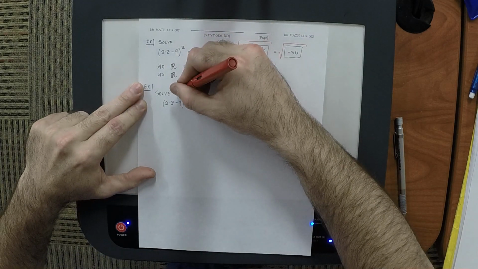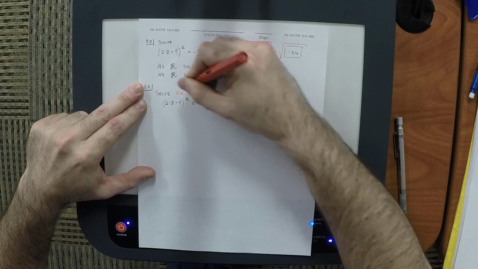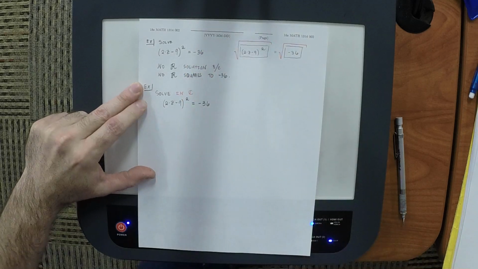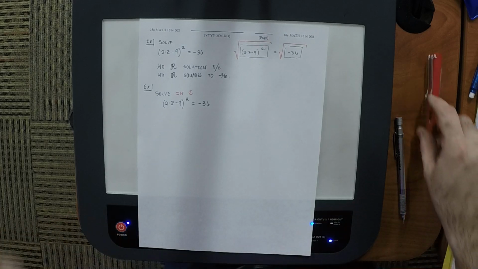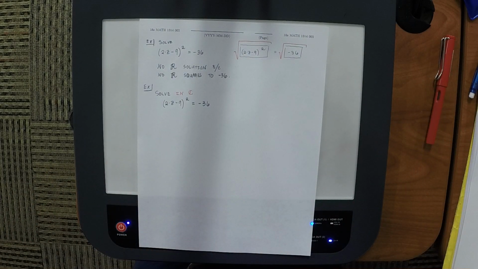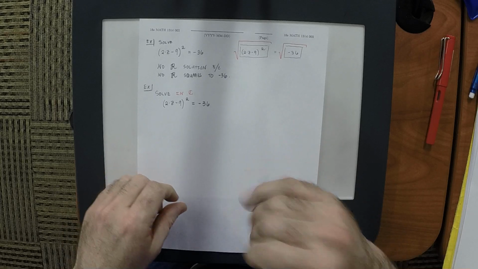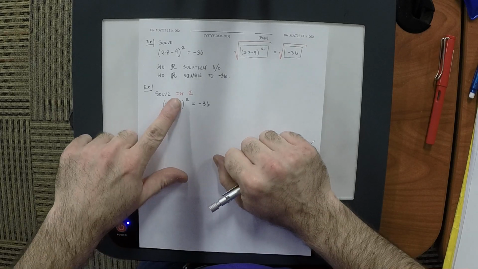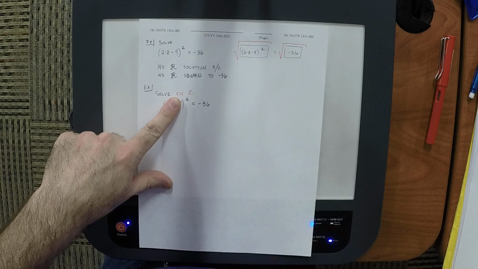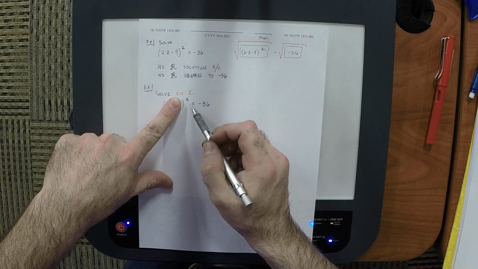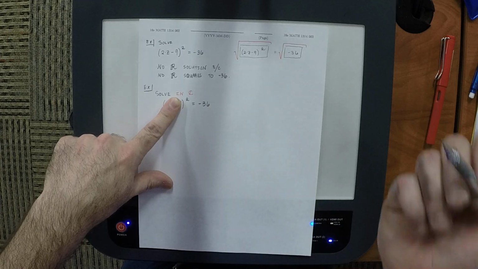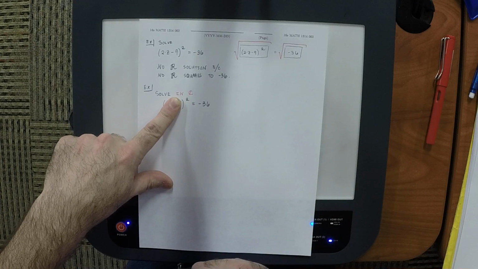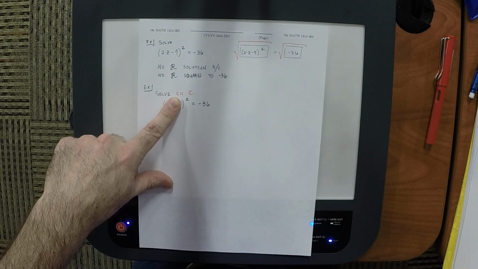But now I modify it to say solve in C. And this makes all the difference, because now we have a complex variable. And the question becomes, I'm squaring a complex variable and the result is negative 36. What complex number would square to be negative 36? 6i and negative 6i.